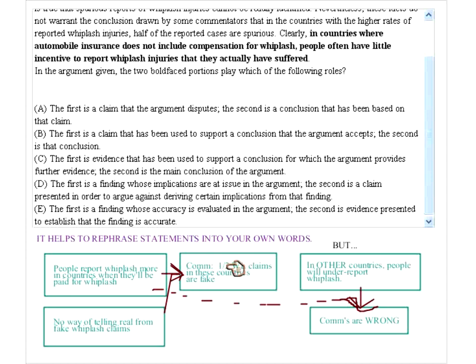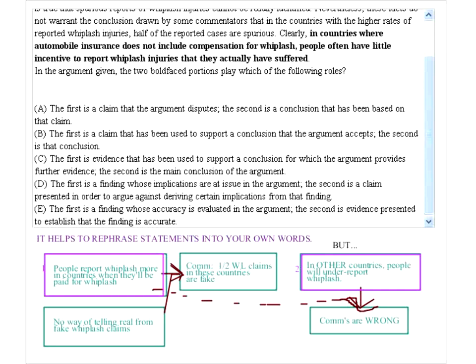Okay, well, so what are these bold faces? The first bold face is this one right here. People report whiplash more often. And then the second bold face is this one. So that's number 1 boldface, and that's number 2 boldface.